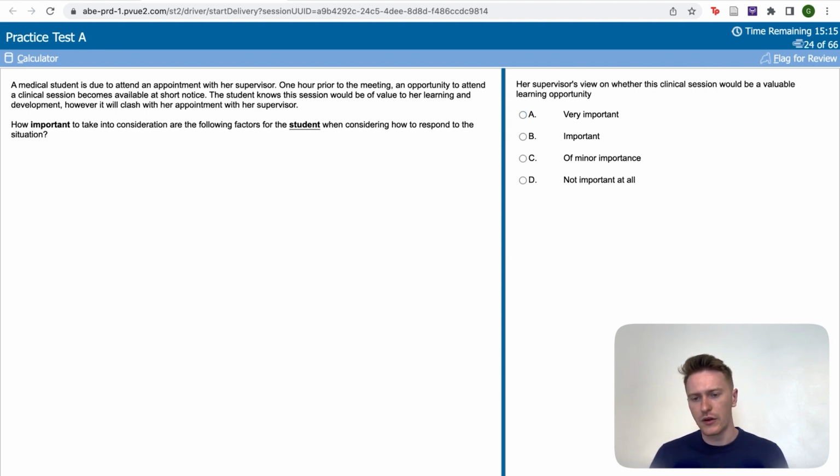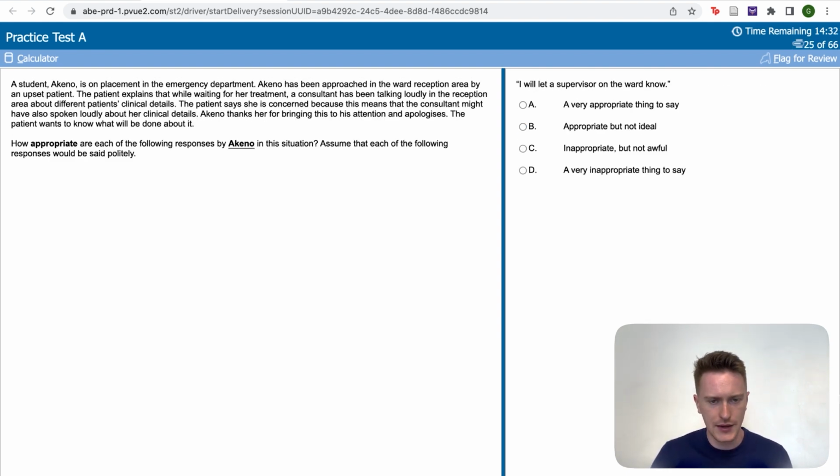Her supervisor's view on whether it would be valuable. This is outsourcing the decision, which should not really be done. Clearly her supervisor's view is important. You can't denigrate the supervisor's view. He's got more experience, and therefore is likely to offer some advice. I don't think it's very important though, because the medical student has already decided that it's going to be valuable. So irrespective of whether her supervisor thinks it's valuable or not, it's valuable to her. So I think that this is an important consideration. It's not a very important one though.